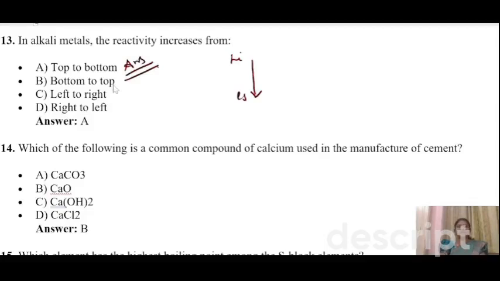Bottom to top is wrong, left to right is wrong, right to left is wrong, because alkali metals are a group of elements. Therefore, the elements are arranged from top to bottom. The correct answer is top to bottom.